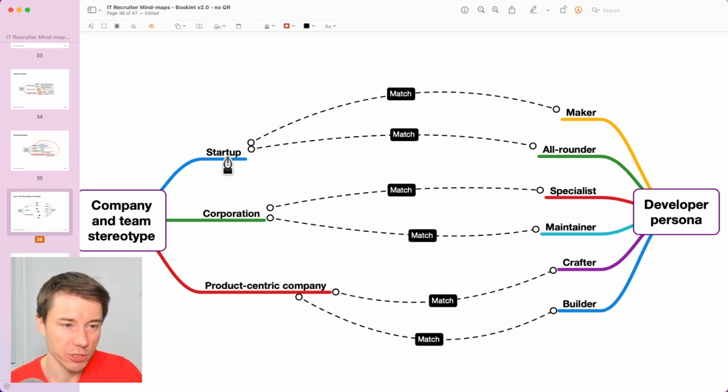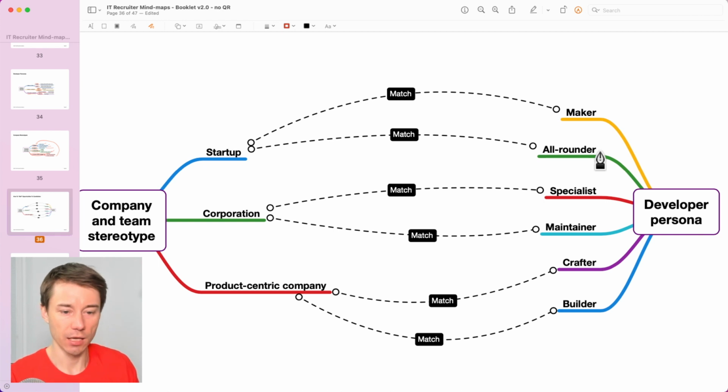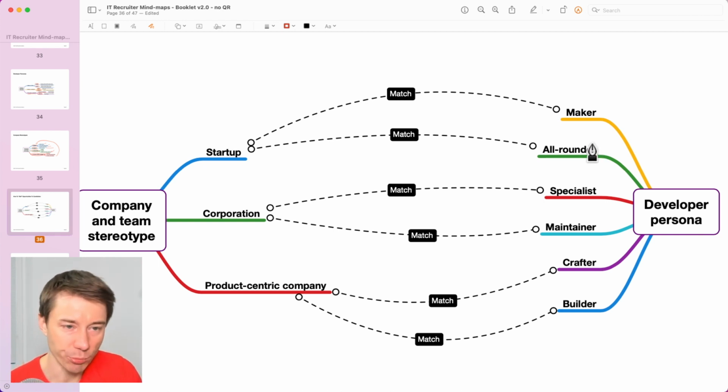So just thinking about a startup, someone who is a maker, someone who likes to start things from scratch, someone who likes to create and develop some new products or services from scratch, someone who is an all-rounder, someone who is a generalist and can wear multiple hats and sit on different chairs could be a great fit.